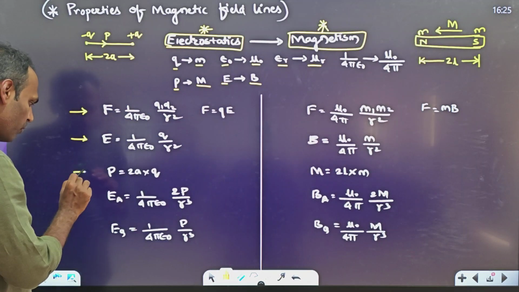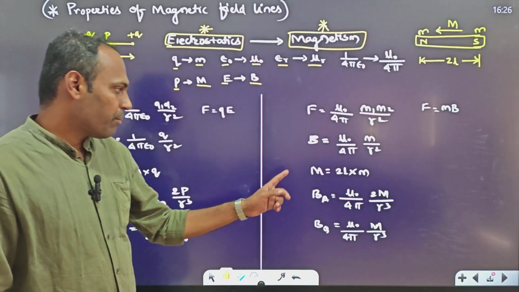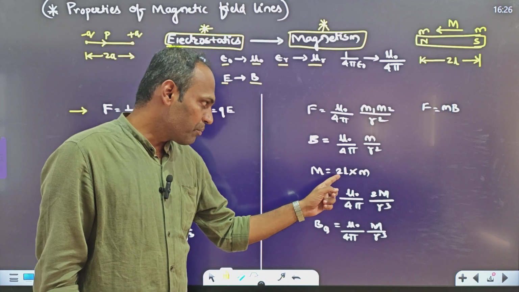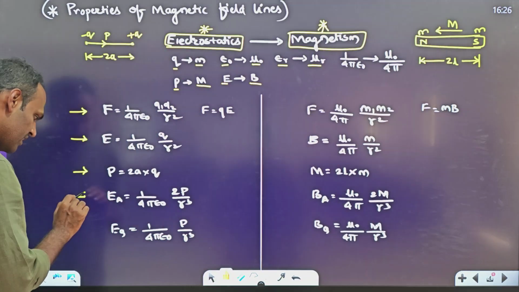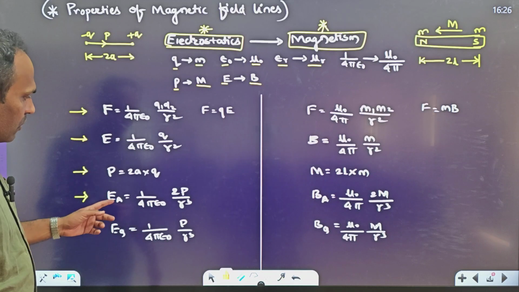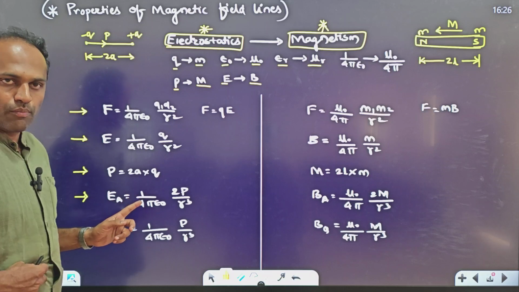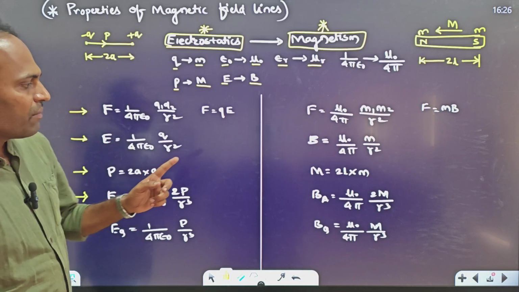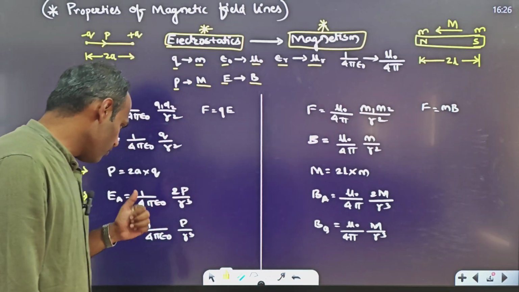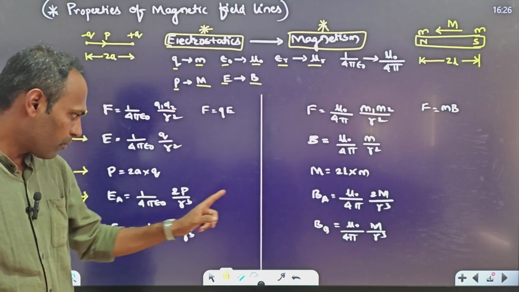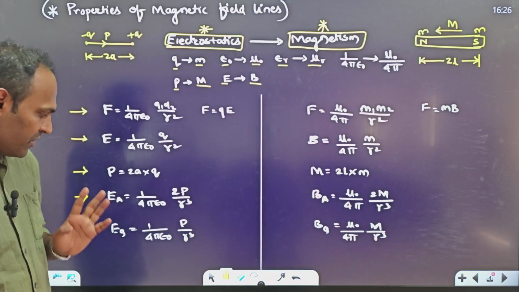Next, electric dipole moment is the dipole length into the charge. Magnetic dipole moment, capital M, is the dipole length 2L into the pole strength M, right? Next, axial electric field, 1 by 4 pi epsilon naught, 2p upon R cube. Axial electric field at an axial point, 1 by 4 pi epsilon naught, 2p upon R cube. Axial magnetic field at the axis of the magnet: see, the formula is mu naught upon 4 pi instead of 1 by 4 pi epsilon naught, 2 into magnetic dipole moment instead of 2 into electric dipole moment, divided by R cube, right?